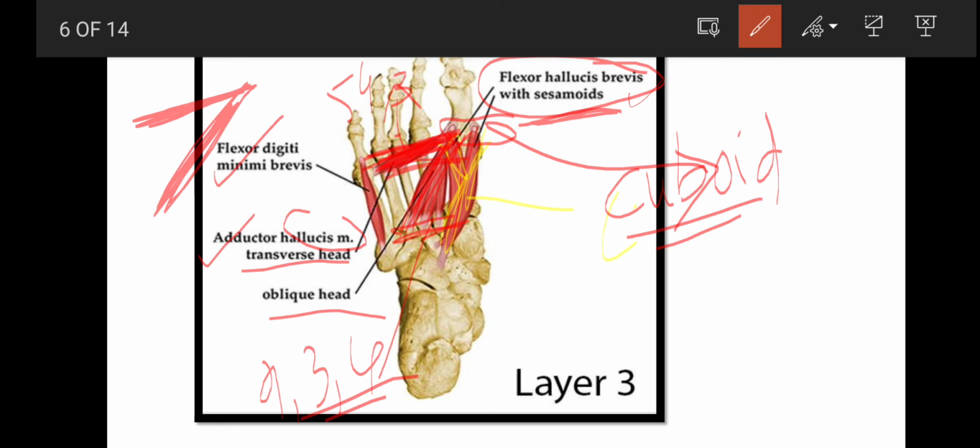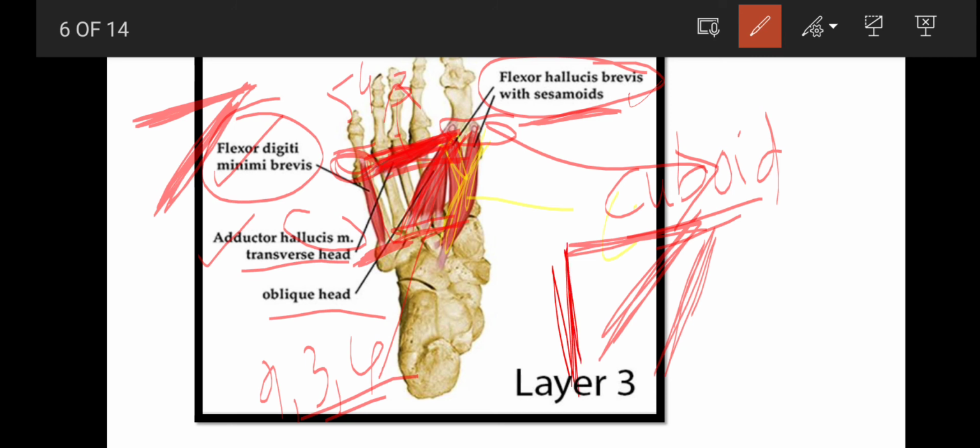Now there is another muscle known as flexor digiti minimi brevis. This muscle takes its origin from the base of the fifth metatarsal bone, and it inserts towards the base of the proximal phalanx of the little toe. So the muscle attachment is like this. There are muscles attaching to the proximal phalanx, the hallucis muscles and this brevis muscle. That comprises the third layer: flexor hallucis brevis, adductor hallucis, flexor digiti minimi brevis. Three muscles.